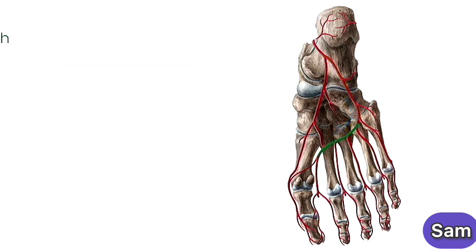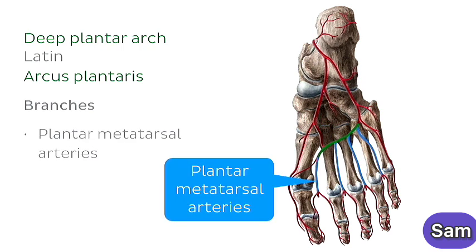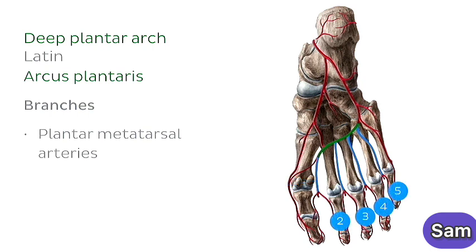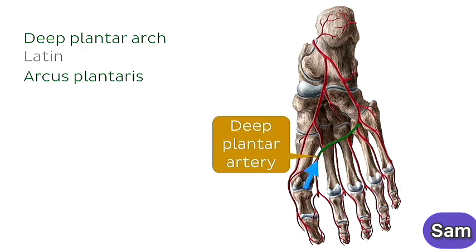This arch is known as the deep plantar arch of the foot, and it gives off perforating branches, which are known as the plantar metatarsal arteries. These arteries supply the plantar surface of digits 2 to 5. The deep plantar arch terminates by anastomosing or connecting with the deep plantar artery in between the first and second metatarsal bone.